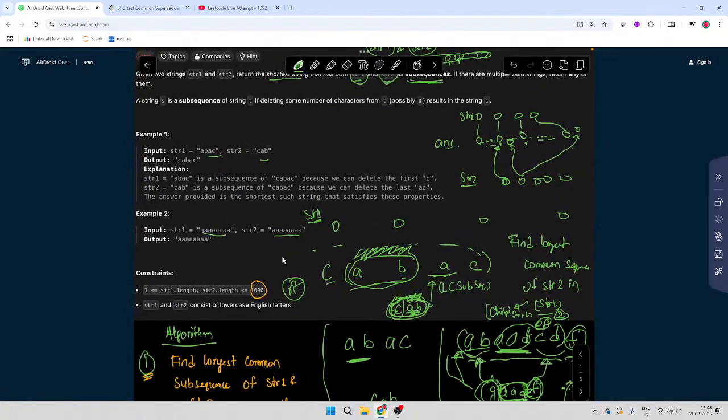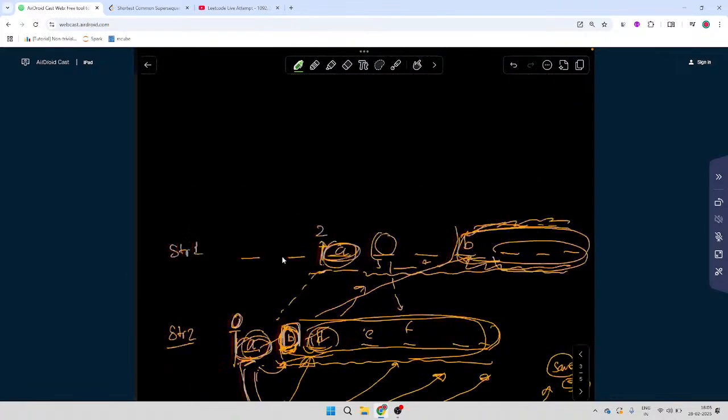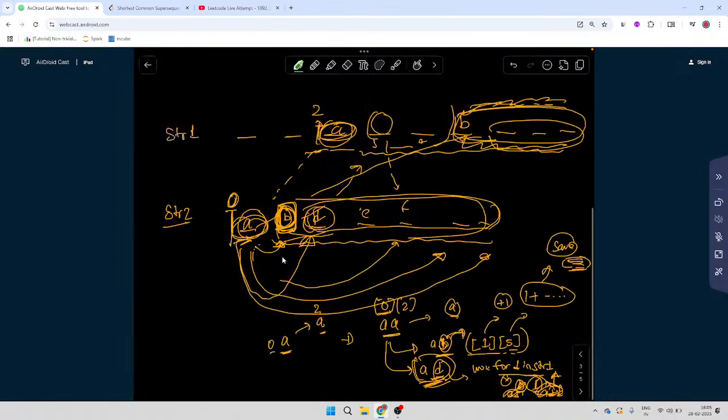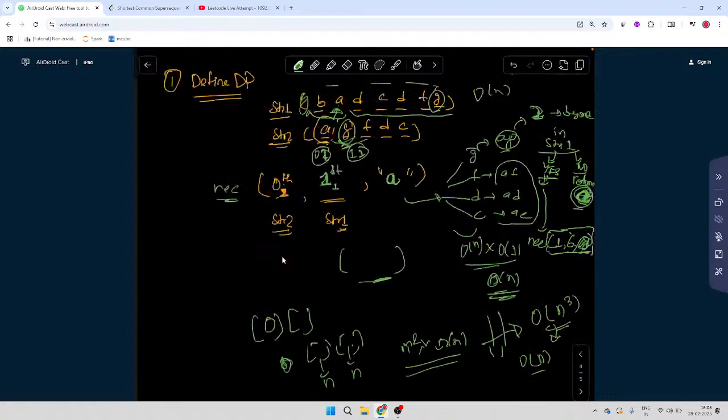Longest common supersequence. Mhm. This approach was good, but can it be optimized further? Yes, it can be. How? This will be order n anyway because of the next stages we got.